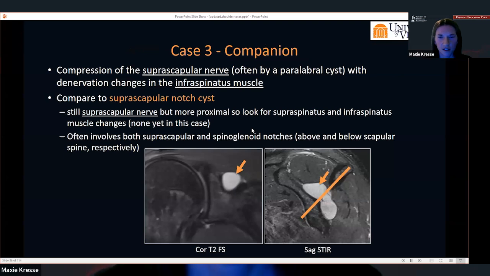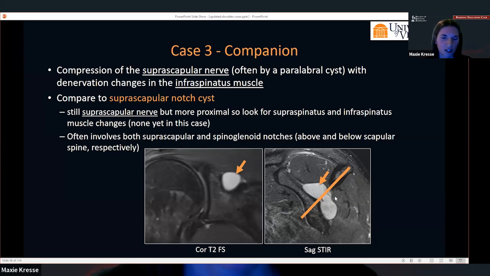And then here's a companion case, since I think these are the two that are often confusing together. A different notch is the suprascapular notch cyst, so that's what I'm showing here. On the coronal, you can see it nicely sits within this little divot. And then a trick on the sagittal is to find the scapular spine and just draw a line down your scapular spine. Anything above it is going to be the suprascapular notch, and below it is the spinoglenoid notch.